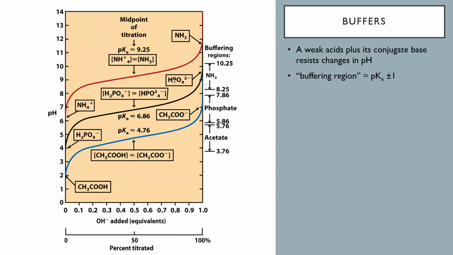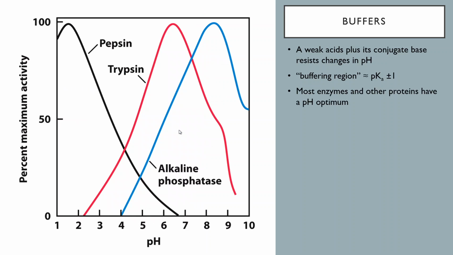So again, this is just showing different buffers in their buffering regions. Now, the reason this matters, again, why we care about pH, is that most biological and chemical reactions only really operate within a narrow pH range, especially enzymes. We'll talk a lot about enzymes later. Enzymes, we already said, are proteins that help reduce the activation energy of reactions and therefore make them go faster. But most of them, their activity depends on pH.